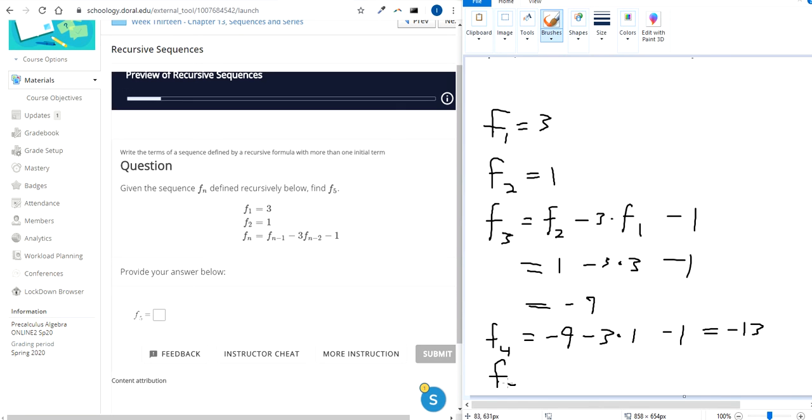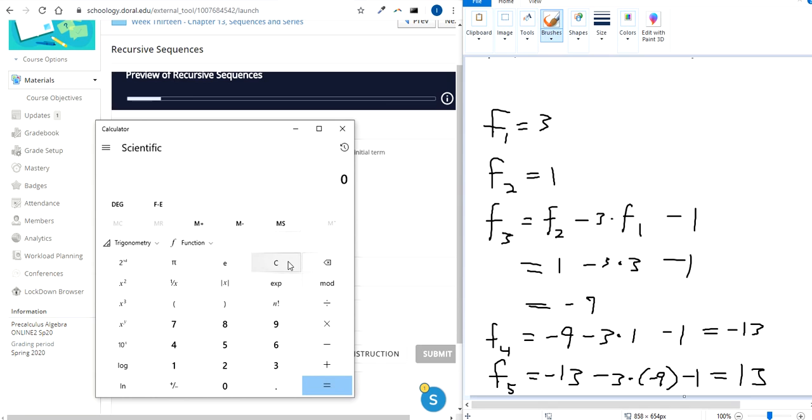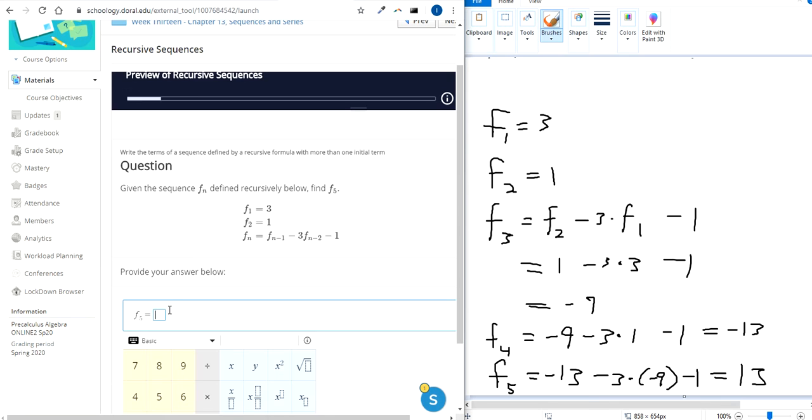And then f sub 5, that means you take f sub 4 and subtract 3 times f sub 3. Oh, so this is interesting. We got negative 3 times negative 9 makes 27. So 27 minus 13 makes 14. 14 minus 1 makes, oh, I hope I didn't, let me double check that. 9 times 3 makes 27, and that's a positive 27 because that's a negative times a negative. So subtract that by 13 because you're adding a negative. Subtract an extra 1. I think we got 13 for our fifth term.